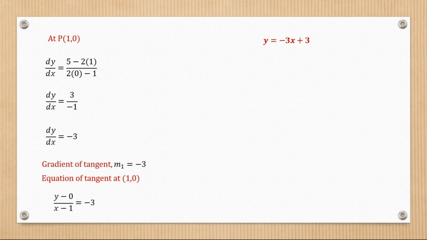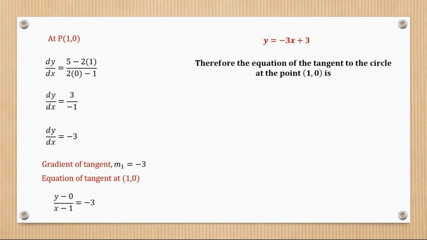I don't know what feels easier for you, but this could be another method that you can use to find the equation of the tangent. So the equation of the tangent shall be y is equal to negative 3x plus 3, and that is the answer. So the equation of the tangent to the circle at the point 1, 0 is y is equal to negative 3x plus 3.